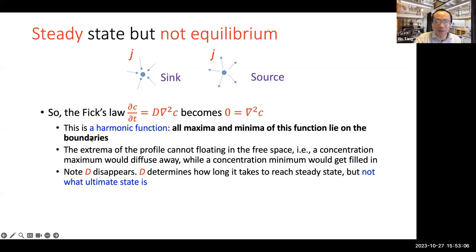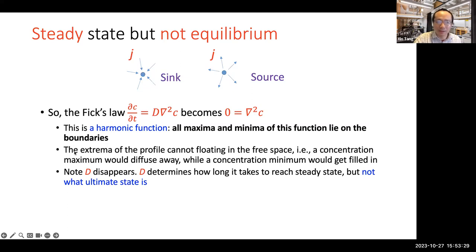This equation has a special name. It's called a harmonic function. This function has a very unique property. For this equation, all its maximum value or minimum value are always positioned on the boundary. They do not position on the center. They always position on the boundary.